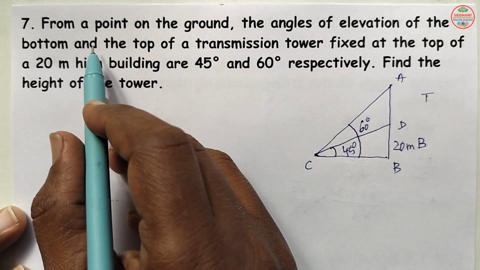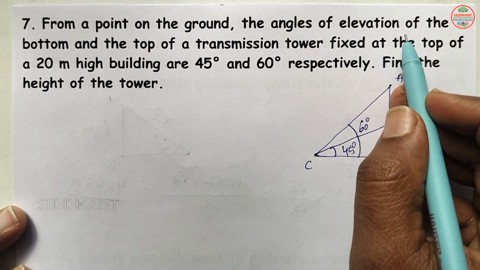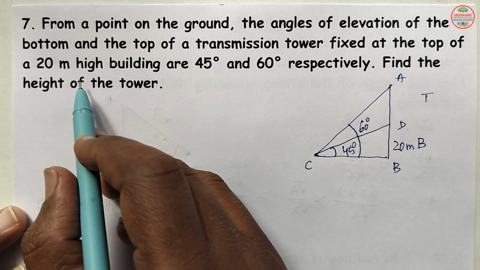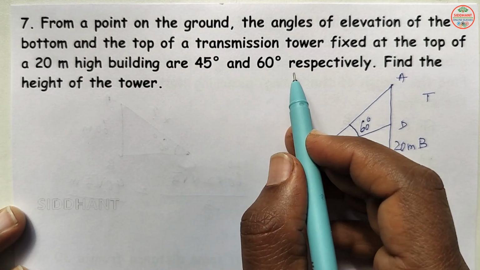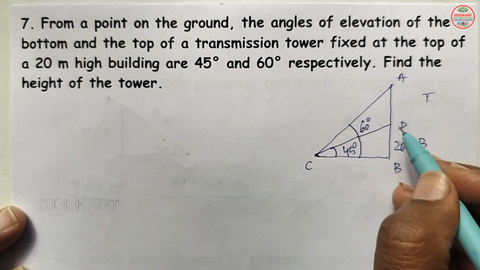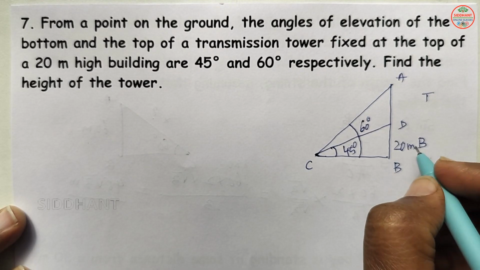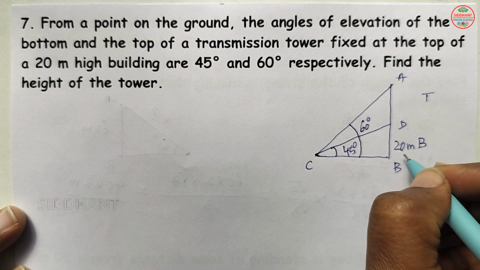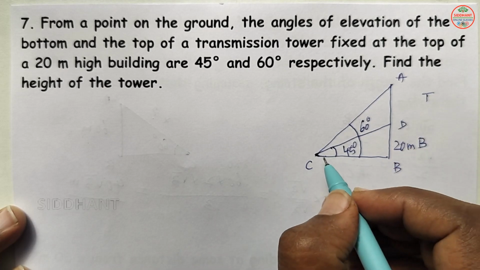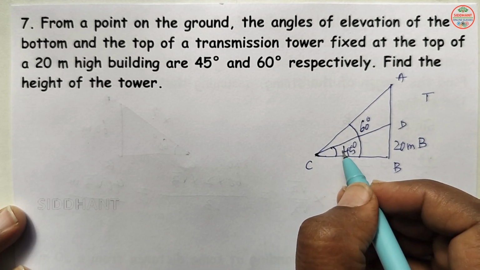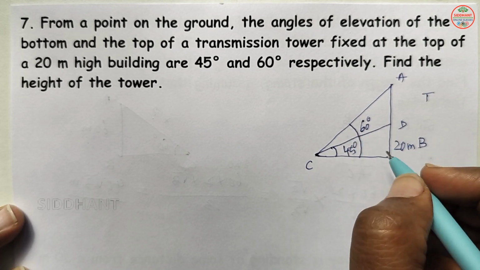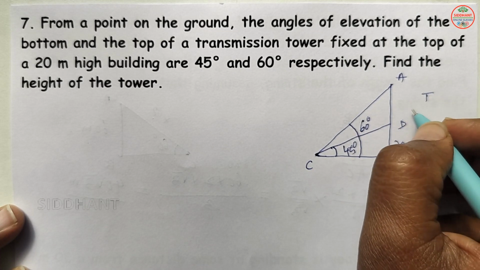Question number 7. From a point on the ground, the angles of elevation of the bottom and top of the transmission tower fixed at the top of a 20 meter high building are 45 degrees and 60 degrees respectively. Find the height of the tower here. So this is the figure which is given. The height of the building is 20 meters, that is BD, and the height of the tower we are going to find out here. The elevation from the bottom is 45 degrees and from the top is 60 degrees. So here we are going to find out AD here.